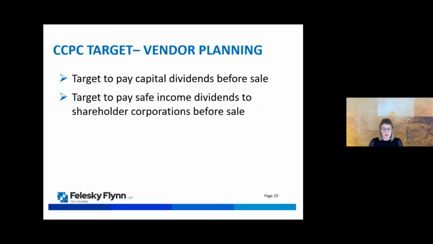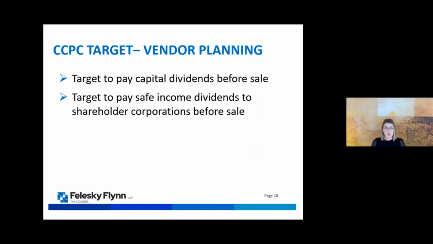So it's quite common for the purchaser to want the balances of certain tax amounts to be represented in the purchase and sale agreement, and those tax balances could include the CDA and could include safe income. In addition, the purchaser may have requested a restriction on the payment of dividends by the target before the sale.